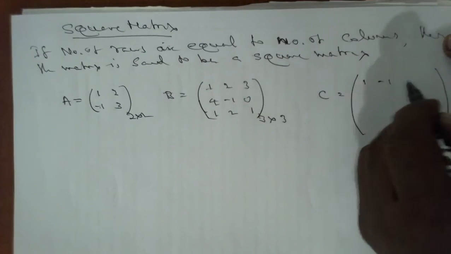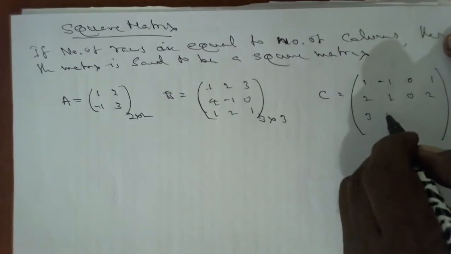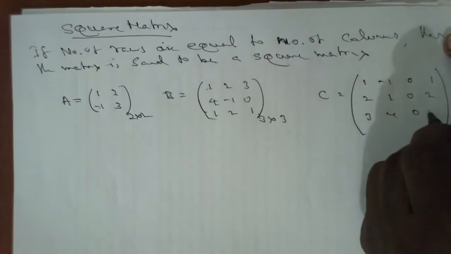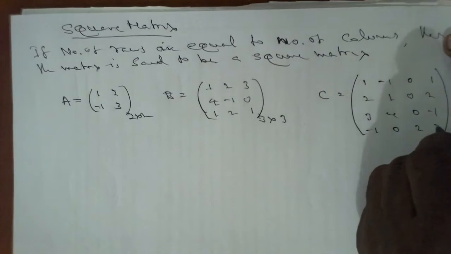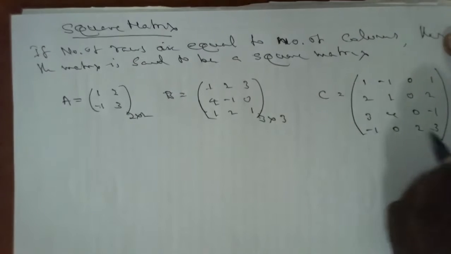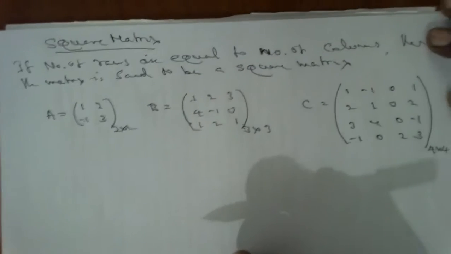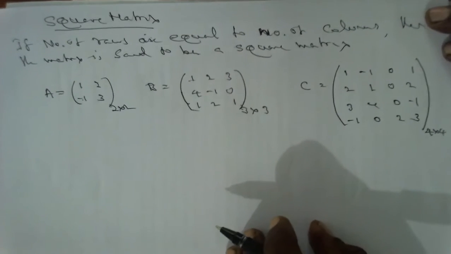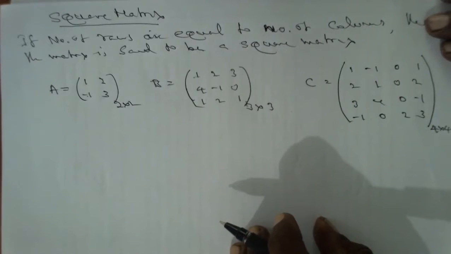See, you can write like that: 1, minus 1, 0, 1, 2, 1, 0, 2, 3, 4, 0, minus 1, minus 1, 0, 2, 3. So this also is a square matrix, a 4 by 4 matrix, right? These are examples of square matrices, right?